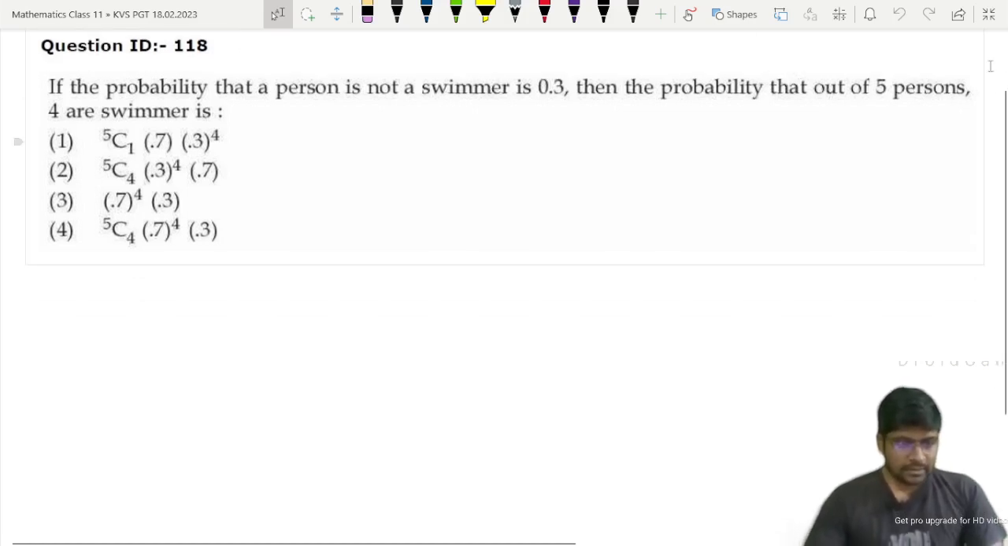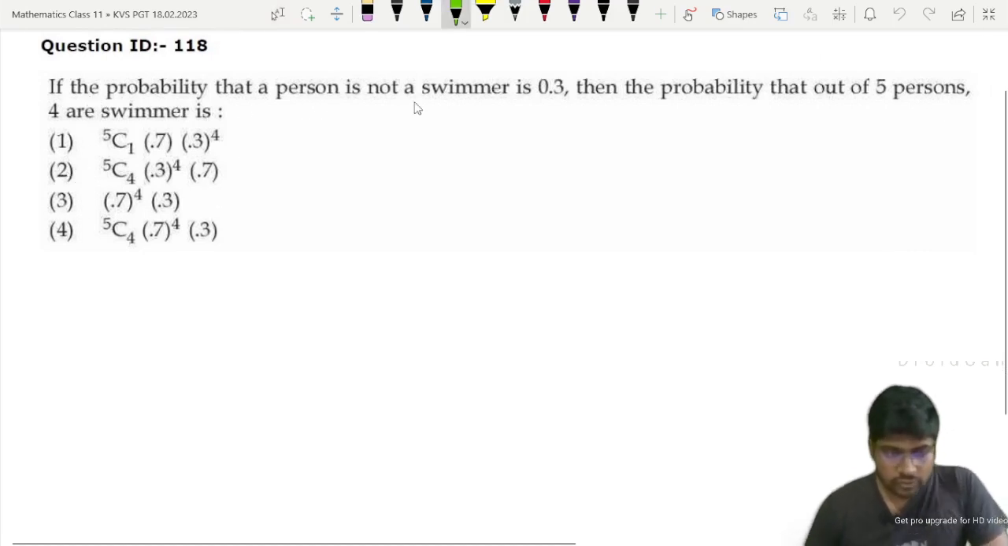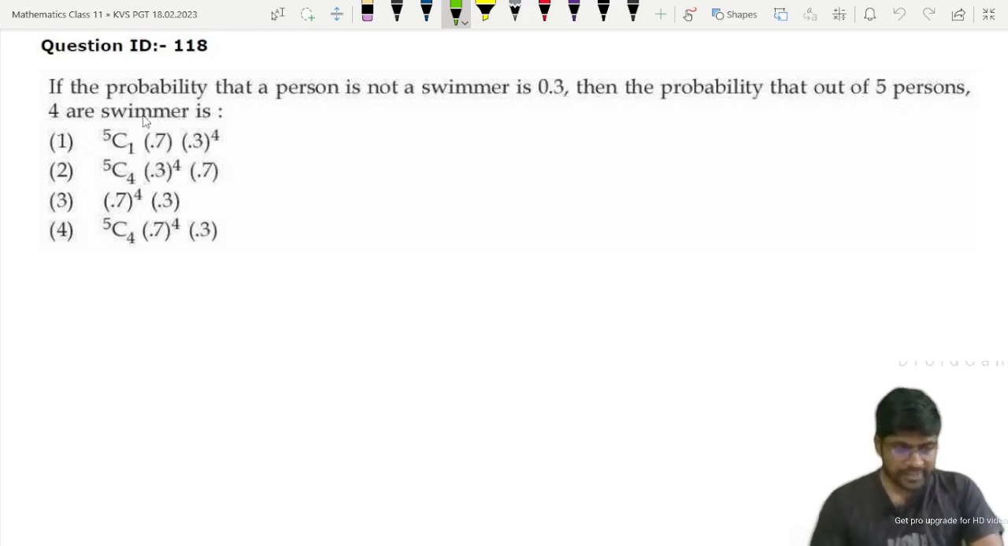Now this is also a question from the probability section. If the probability that a person is not a swimmer is 0.3, then the probability that out of 5 persons 4 are swimmers is what? So here we will apply binomial distribution. Success means swimmer and failure means non-swimmer. That we will take.